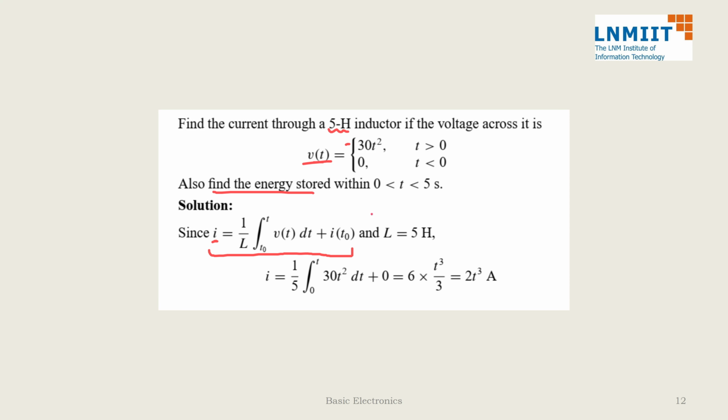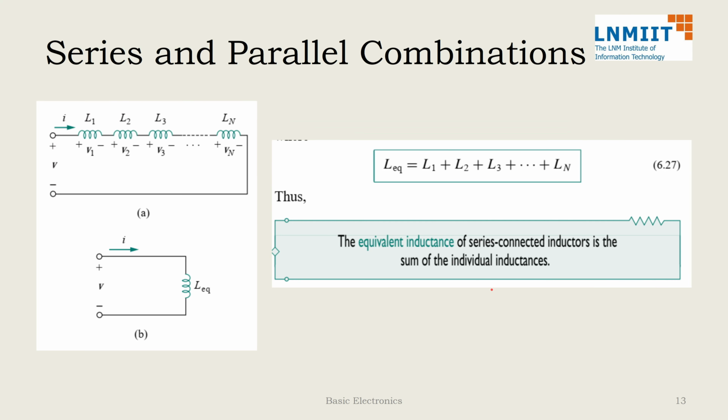Here the value of V dt is given, that means V of t is given, this is the value. For t less than 0 it was 0, so initial current will be 0. We take it, we integrate it, and we find the expression.